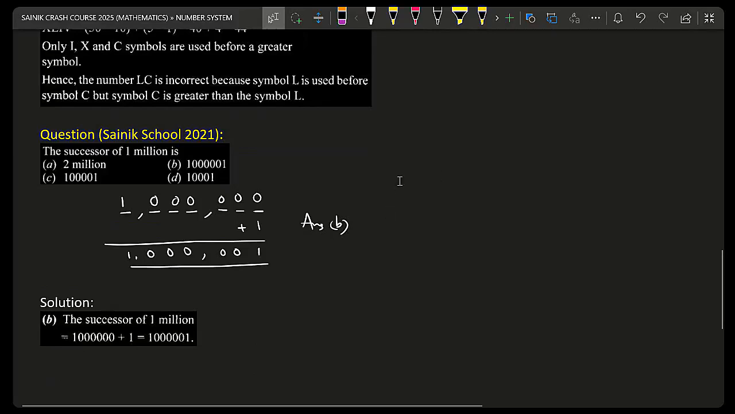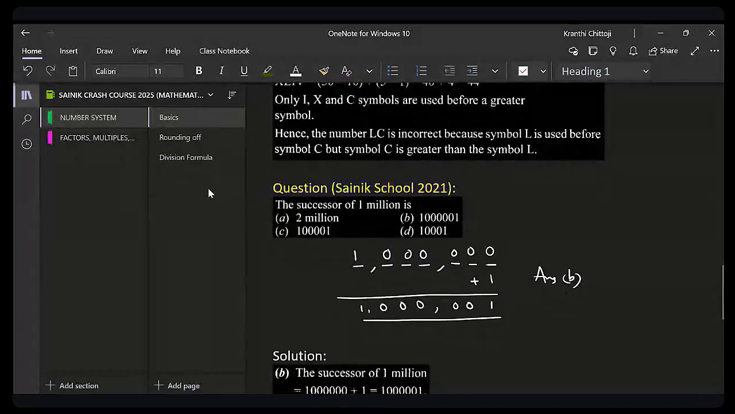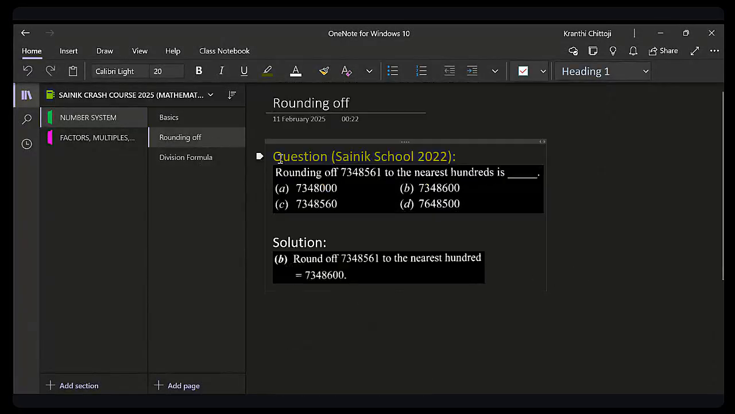Okay, the next topic we are going to discuss is rounding off. I think we have completed it yesterday. There is one question left to be discussed in rounding off, that is rounding off to nearest tens, hundreds, and we also call it estimation, approximation.